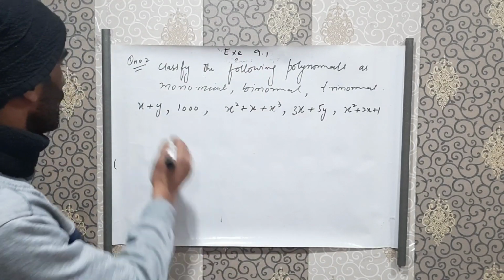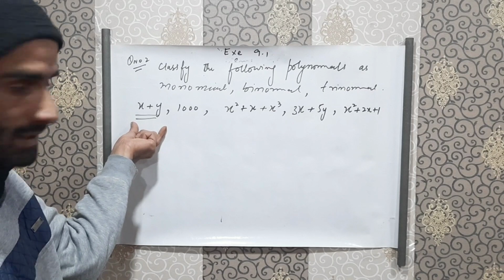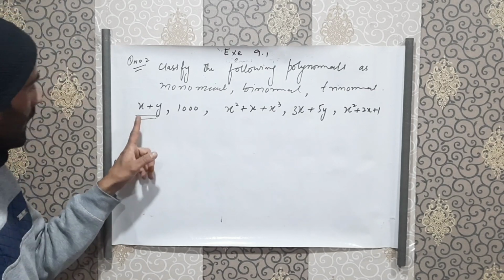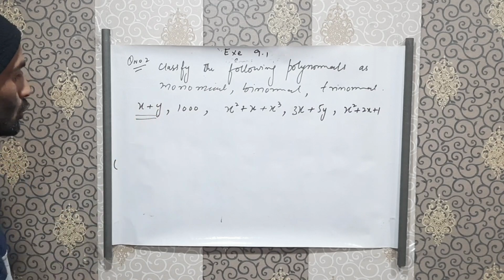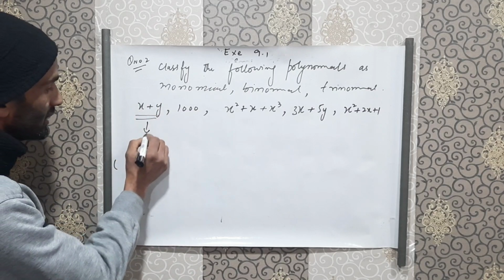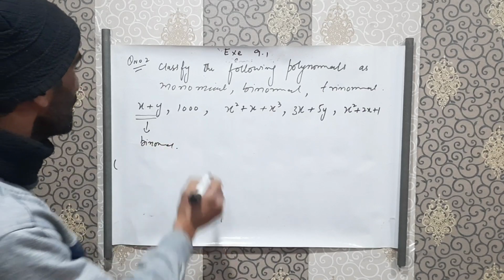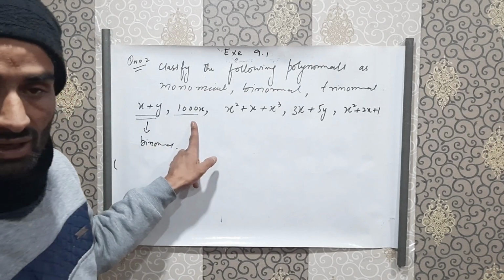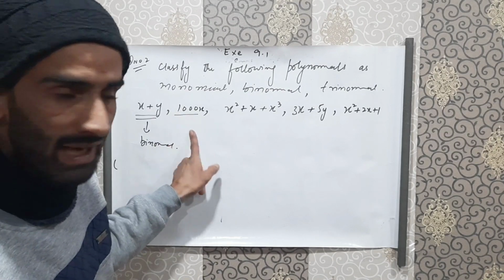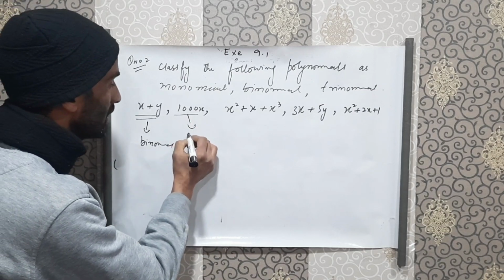Now look at the first one. Our first polynomial. How many terms? x plus y. 2 terms. So what can we say? This one is binomial. And here it is alone: 1000x. It is only one term. So we can write this one as monomial.